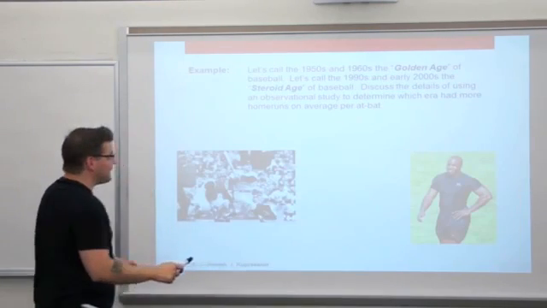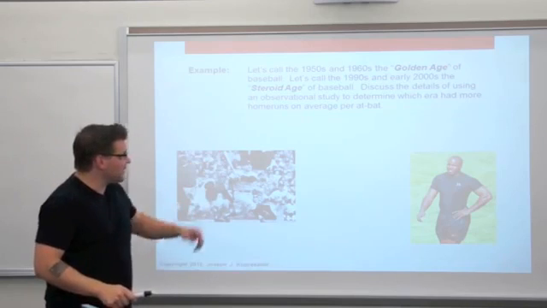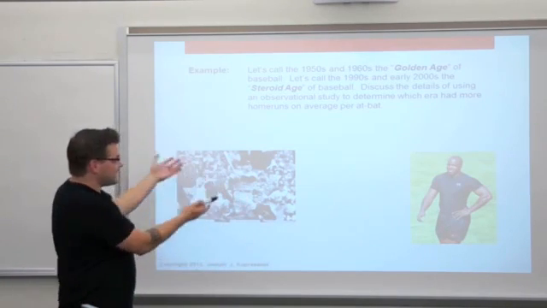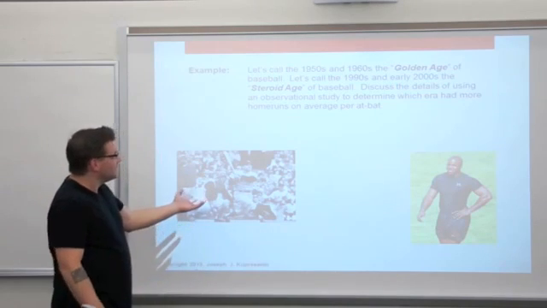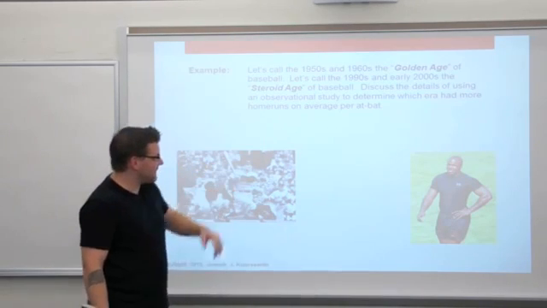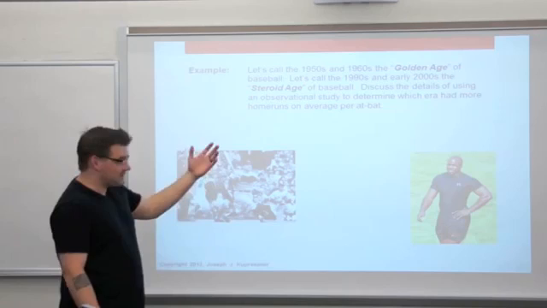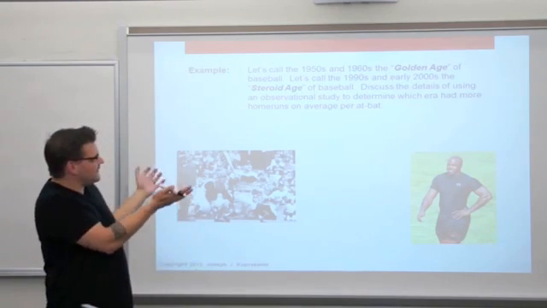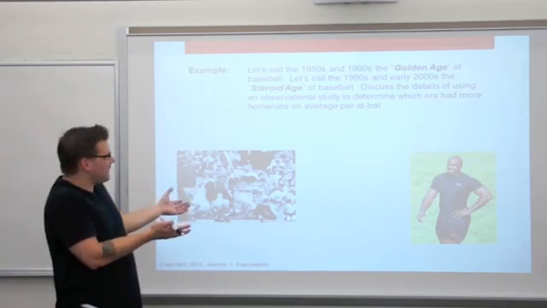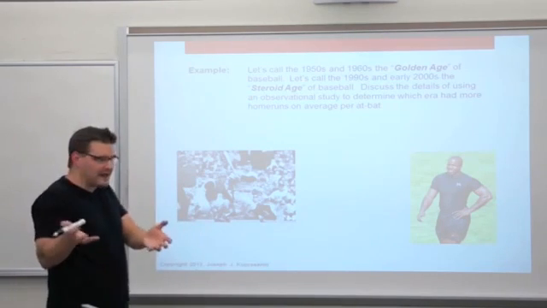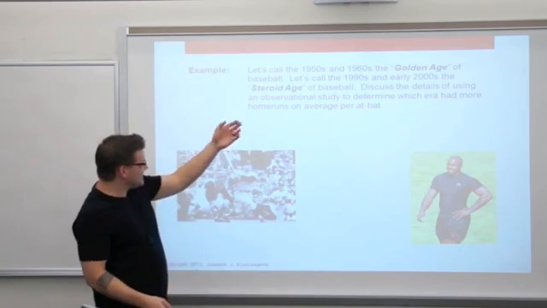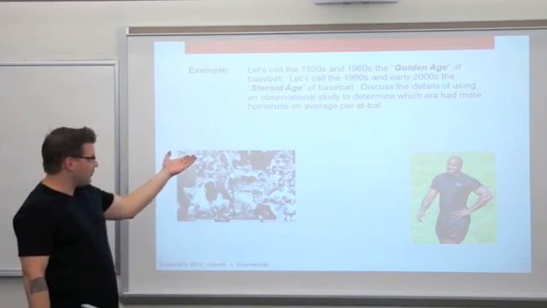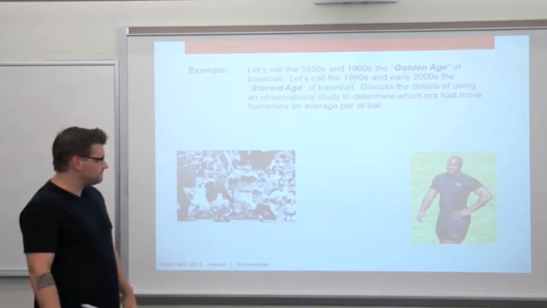Maybe one more. My favorite example. Let's look at Major League Baseball. We'll call the 50s and 60s the golden age of baseball. We'll call the 90s and early 2000s the steroid age of baseball. And I don't know, let's decide which era hit more home runs per at-bat. Right? Discuss the details of using an observational study to determine which era had more home runs on average.